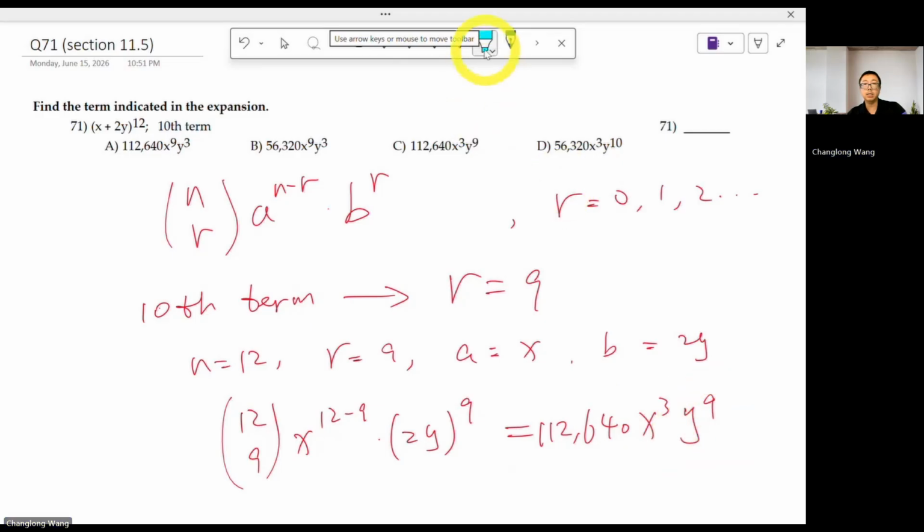Okay, and please notice that maybe just by tracking the power of x or y, you probably don't even have to work out the number to see that maybe that's the only option that has the right power of y. You see that? The 10th term, the 9th power, right?